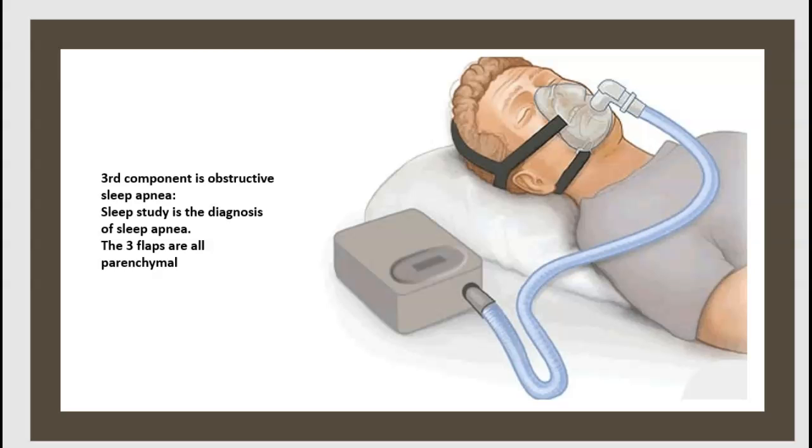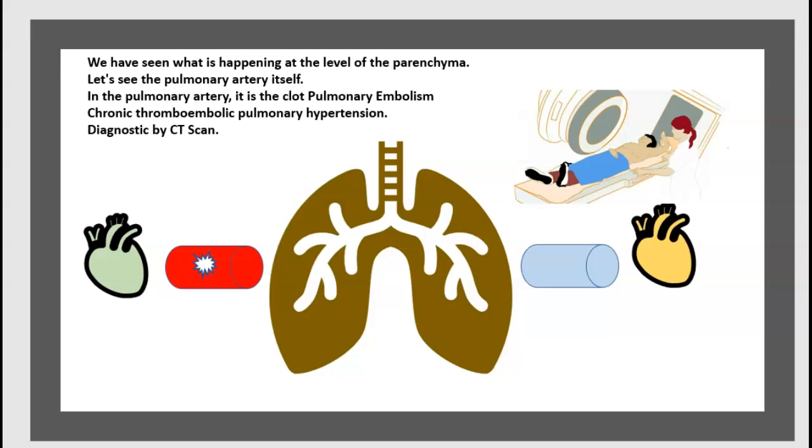The three of these are all parenchymal. We have seen what is happening at the level of the parenchyma. Let's see the pulmonary artery itself. In the pulmonary artery, it is the clot: pulmonary embolism, chronic thromboembolic pulmonary hypertension, and the diagnosis is CT scan.